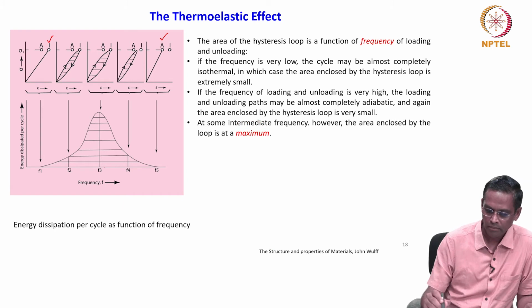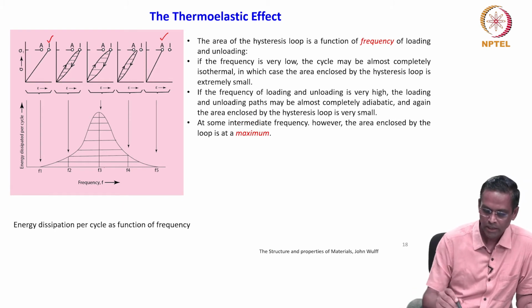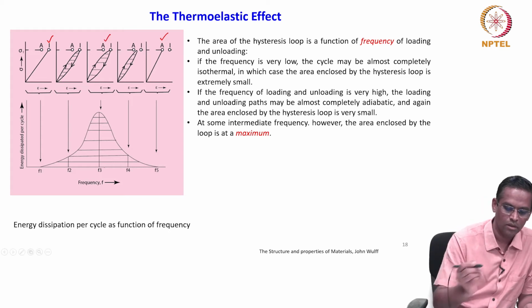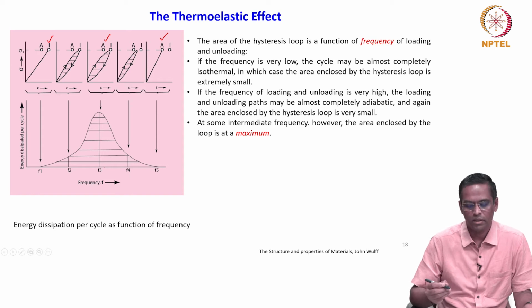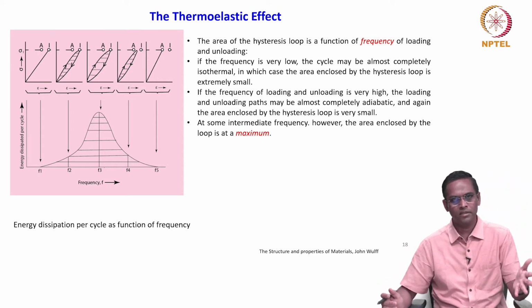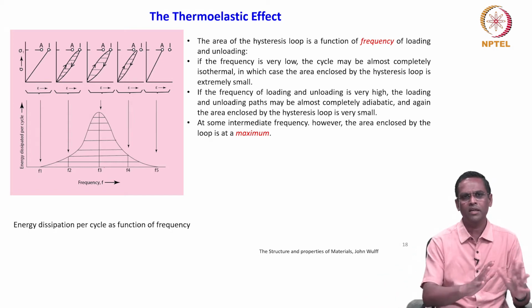At some intermediate frequency, the area enclosed by the loop is at a maximum. So, this is some intermediate frequency. Okay. So, now how do we understand this graph? It is a very general description we are giving.